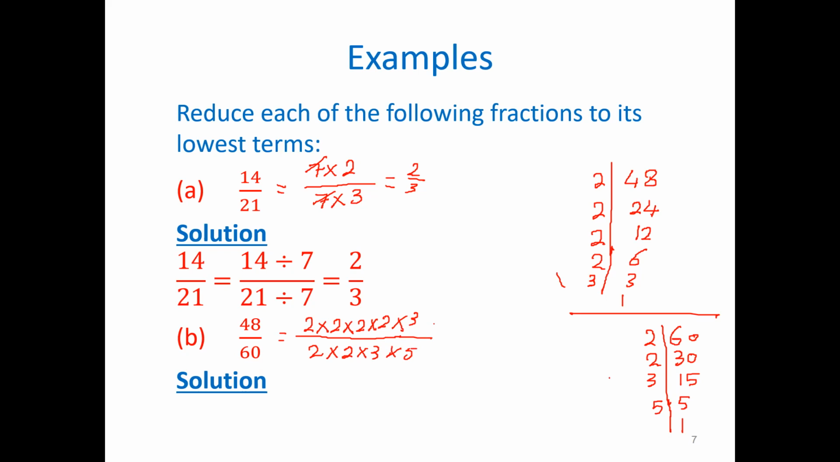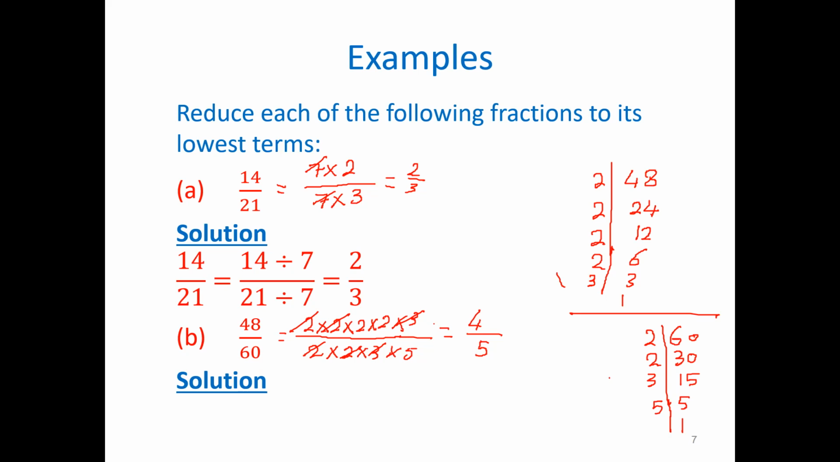Now you have to see the common terms between the numerator and denominator, and then you cancel them. So 2 will be cancelled with 2, another 2 will be cancelled with these 2, and the 3 will be cancelled with the 3. So the remaining will be 2 times 2, that is 4, and in the denominator we have only 5. So this 4 over 5 is the lowest form of 48 by 60.